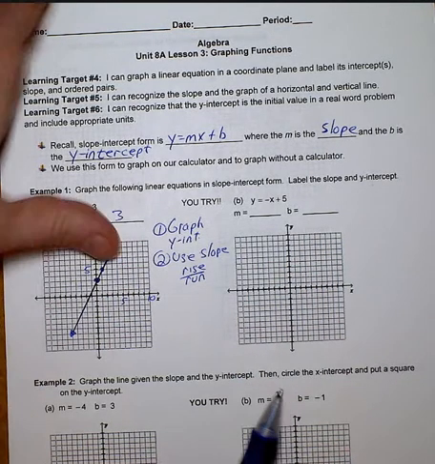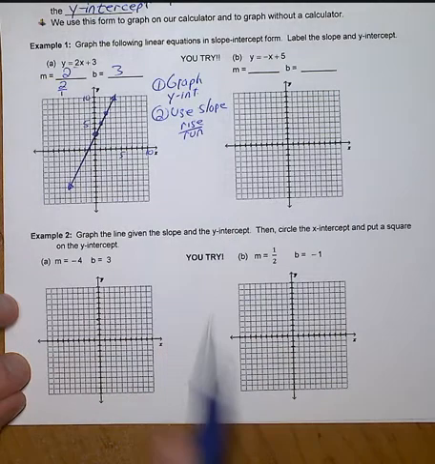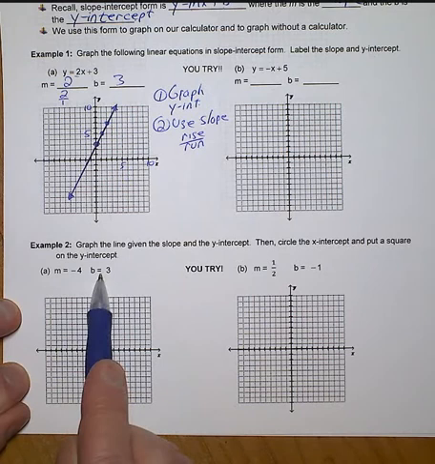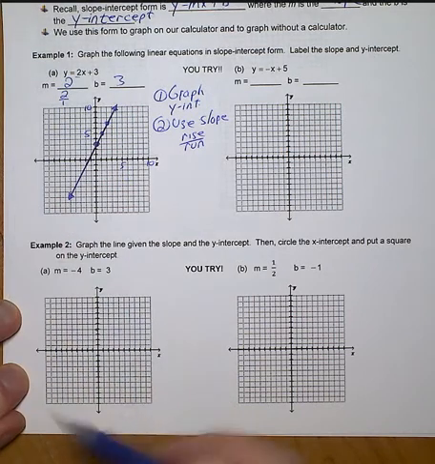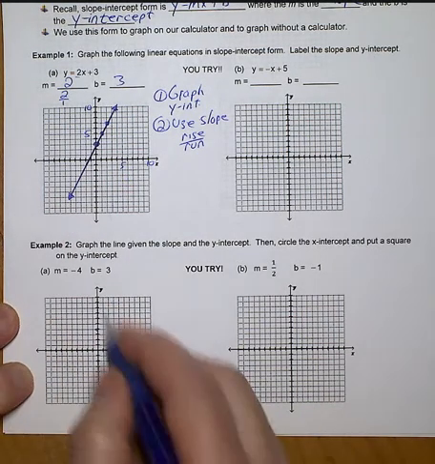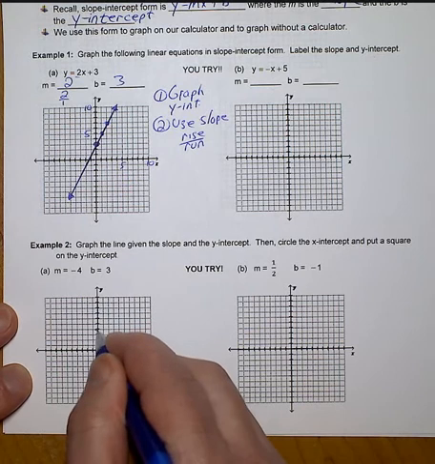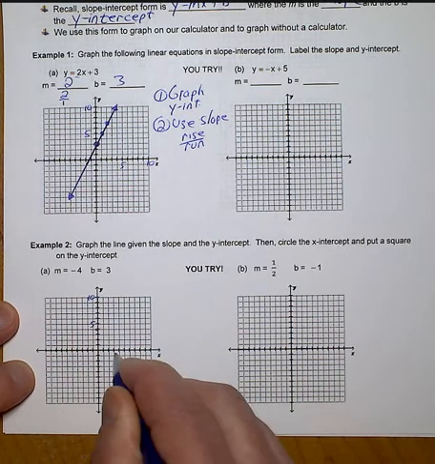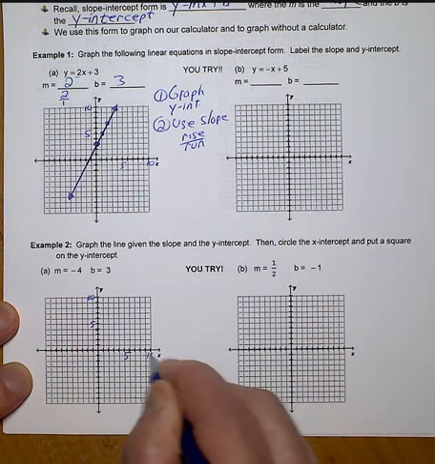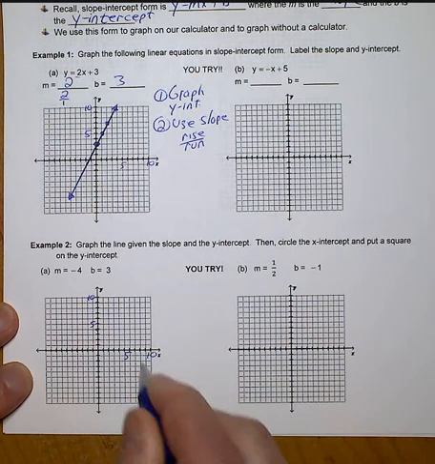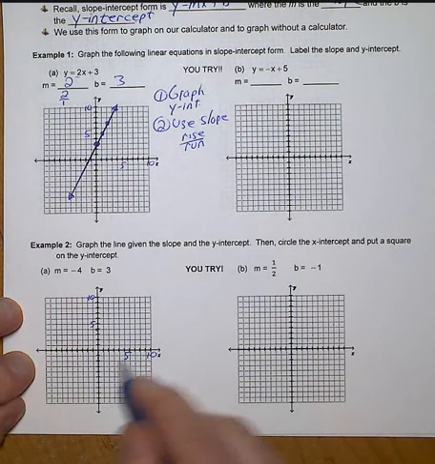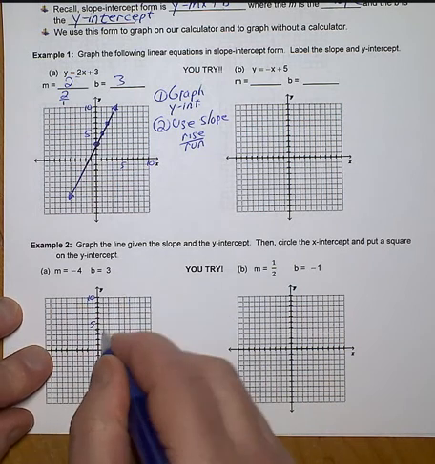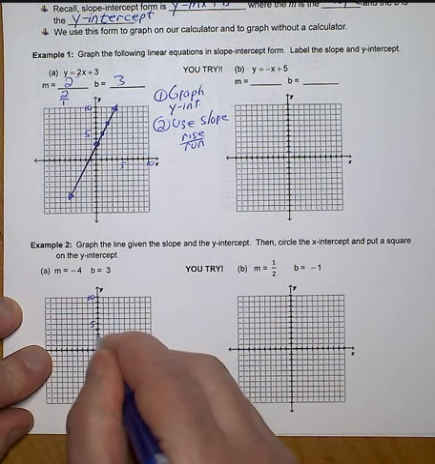Okay, example 2. Example 2, pretty similar, but they already gave us the slope and the y-intercept. We don't have to figure them out. So, once again, let's label these axes 1, 2, 3, 4, 5, and this is going to be 10. 1, 2, 3, 4, 5, and 10. We want to do that. I'll show you in the next example why. Now, the y-intercept is 3. So, 1, 2, 3. That's where it crosses the y-axis.